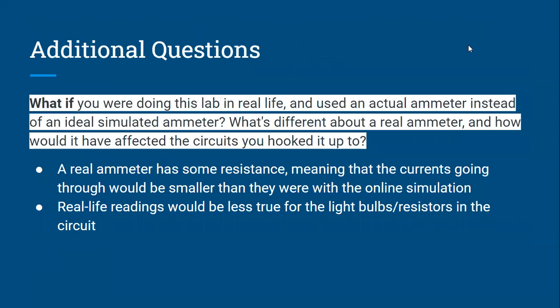And some additional questions for this lab. What if you were doing this lab in real life and using an actual ammeter instead of an ideal simulated one? What's the difference? The difference would be that it has some resistance, meaning the currents going through it would be smaller than they were with the online simulation. And then real life readings would be less true for the light bulbs and resistors in the circuit.